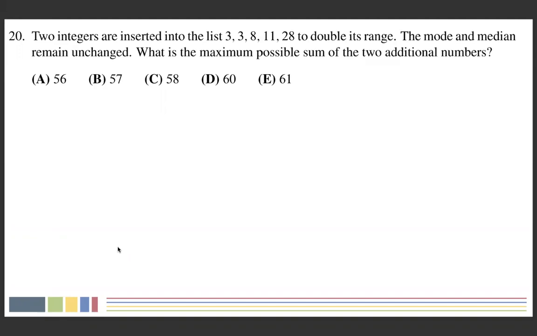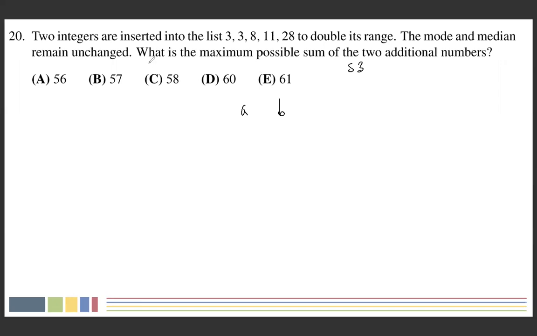Okay, so let's think. Let's call these two numbers that we're adding to the list A and B, right? How could we double its range? Well, of course, we could double its range from the top. This range currently is 25. We want to double it. We'd make the range 50, which means we'd want the bigger number to be 53, right?